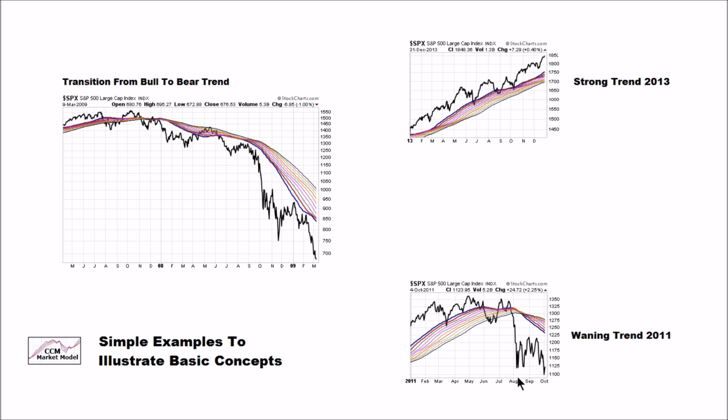So we had this waterfall decline here in 2011. These are the same moving averages that we used for illustrative purposes, only in generic moving averages, the same ones we used in last week's video. This is a rollover to a correction. This is what a strong trend looks like.